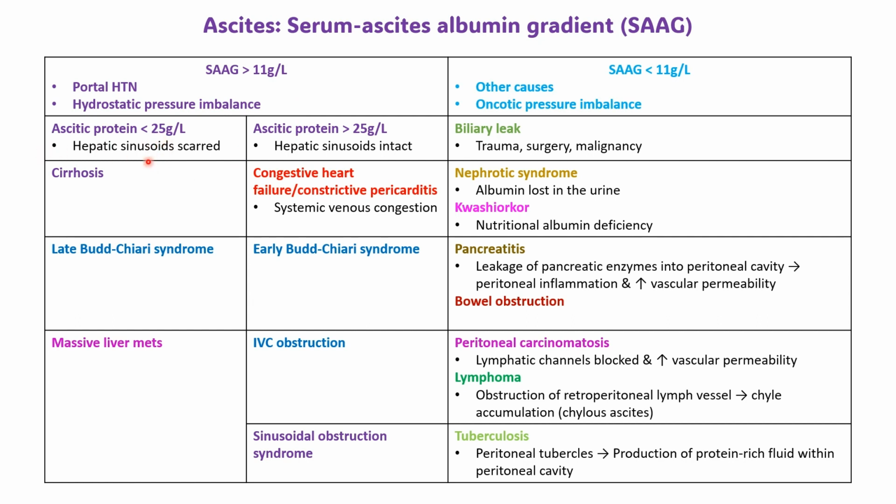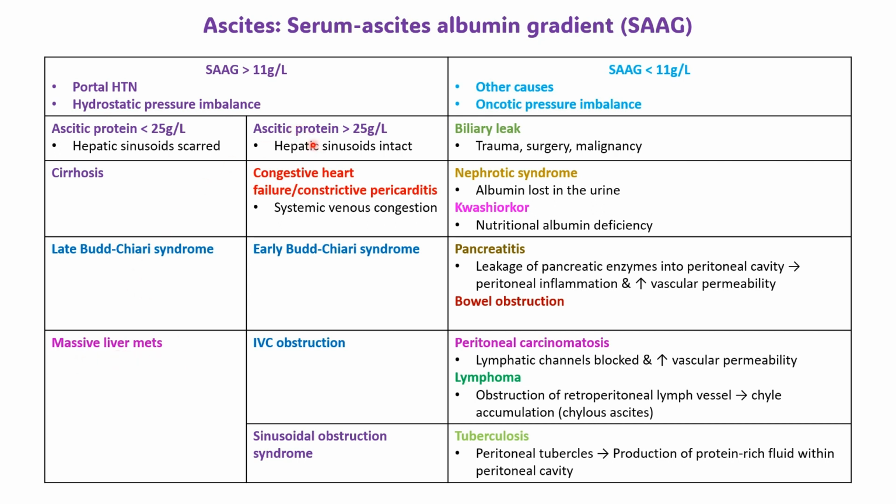And then we can further classify this by looking into the concentration of total protein within the ascitic fluid. And when the protein's less than 25 grams per litre, this suggests that the hepatic sinusoids are scarred. And when the ascitic protein is greater than 25 grams per litre, this suggests that the sinusoids are intact. So examples of where the sinusoids are scarred is seen in a problem such as cirrhosis, late Budd-Chiari syndrome, and where a patient has massive liver metastases.